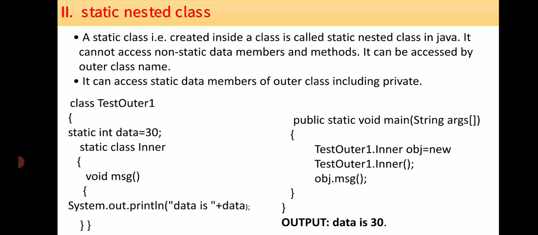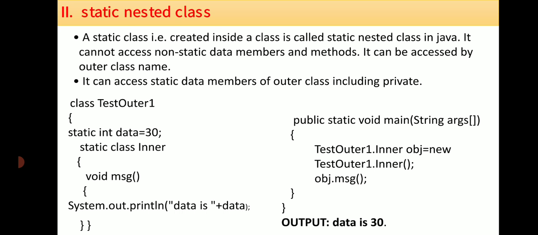A static class that is created inside a class is called a static nested class. The class which is created inside the class, and which should be prefixed with the keyword static, is called a static nested class in Java. It cannot access non-static data members and methods. You know that a static class can access static members and static methods only. It cannot access non-static data members and methods.